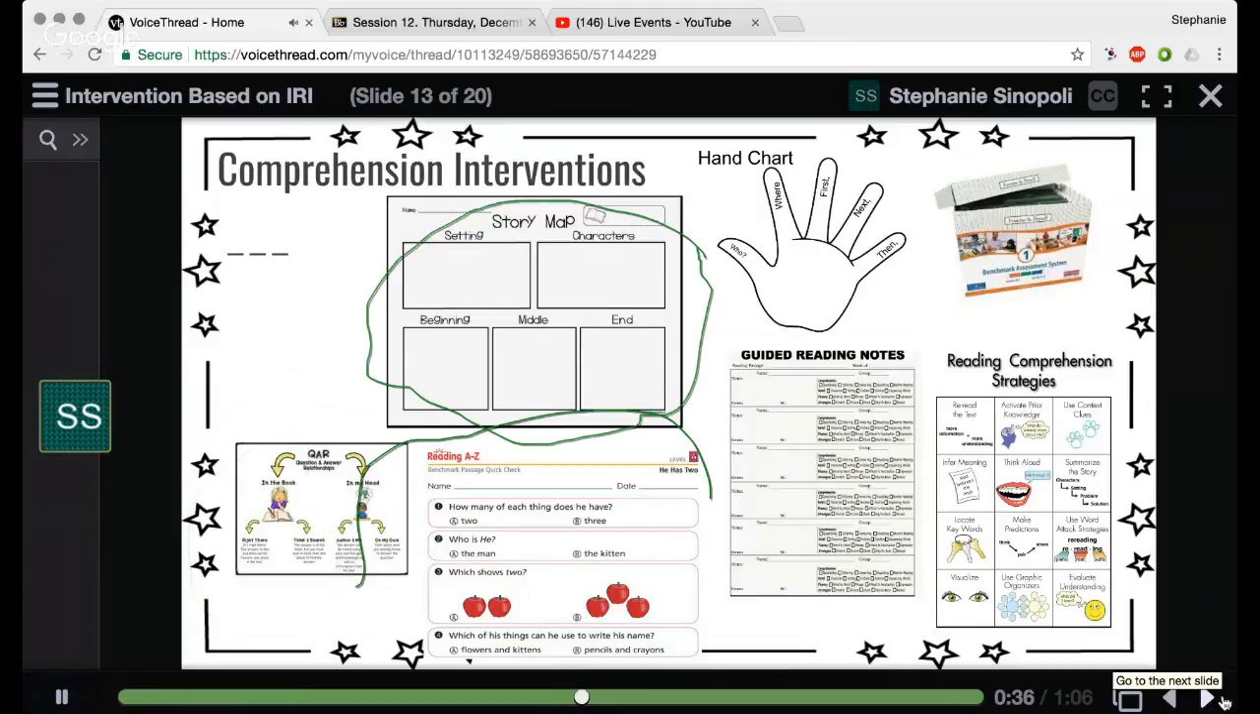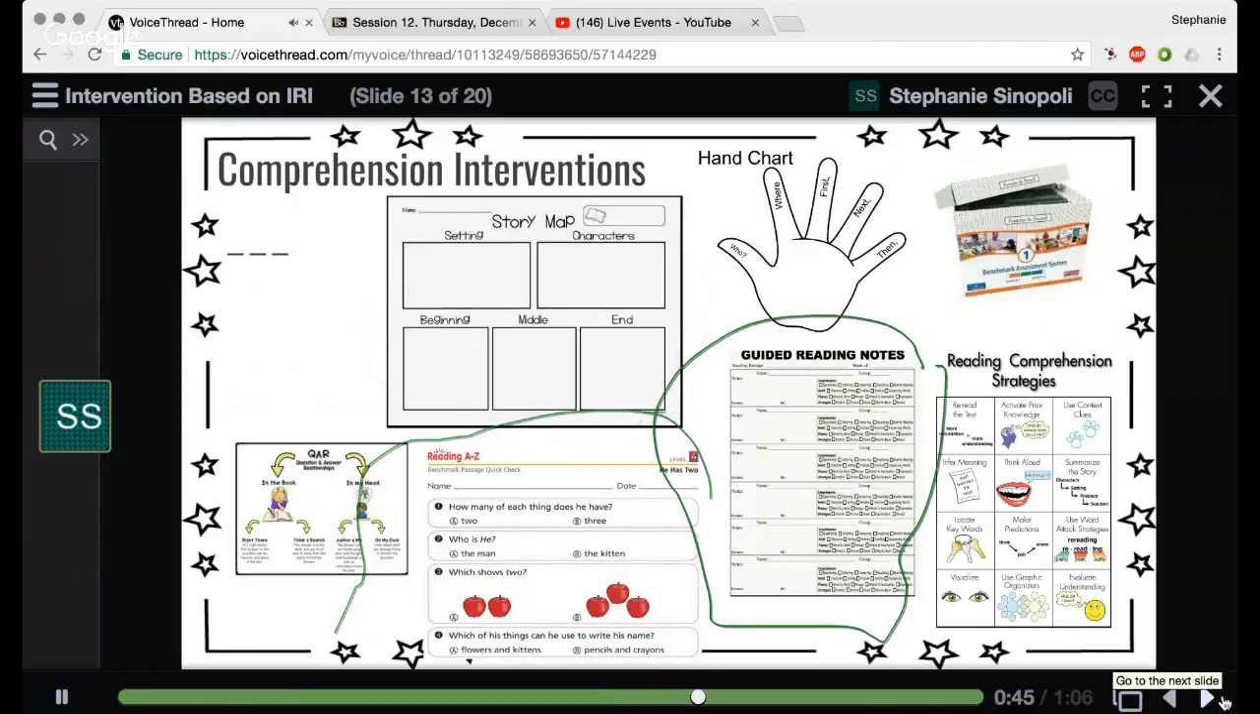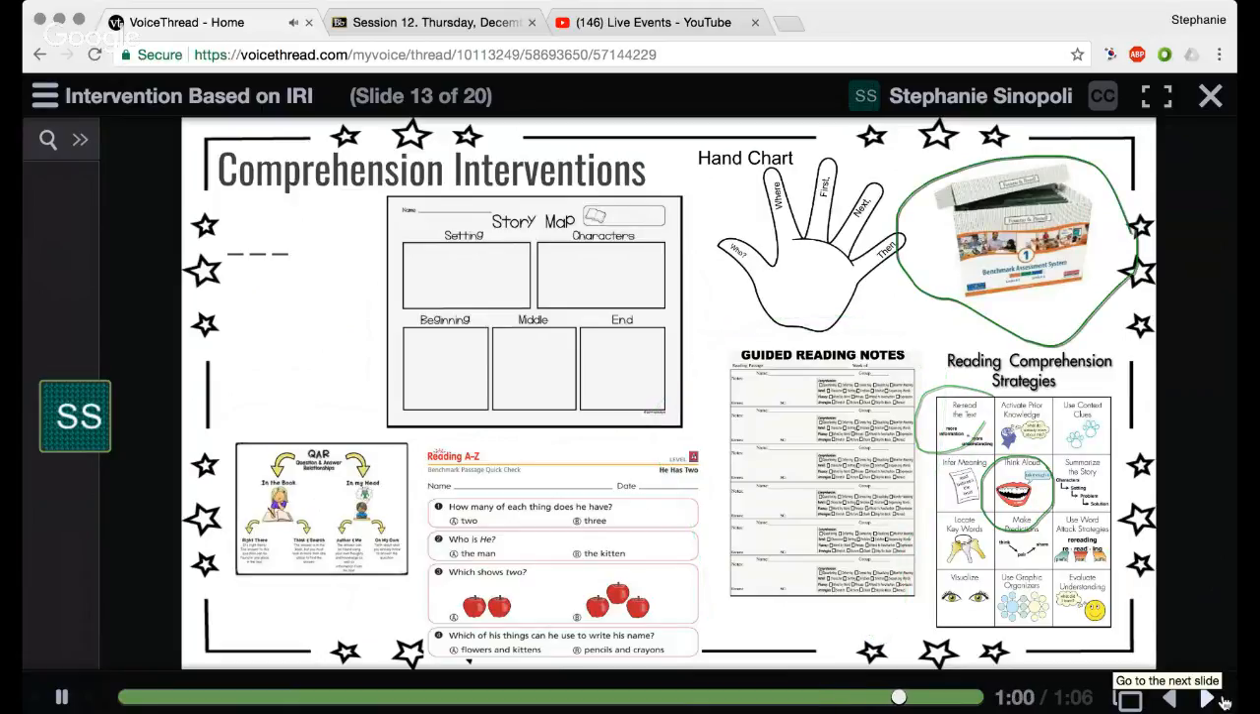Here are comprehension questions that could be asked of Jackie through the help of Reading A to Z. These are the observation notes that I would be using, and the reading comprehension strategies such as rereading the text and think aloud that were mentioned are shown here. Also, the benchmark assessment from Fountas and Pinnell is shown here as the summative comprehension assessment, and the hand chart, the formative assessment of the retell, is here.